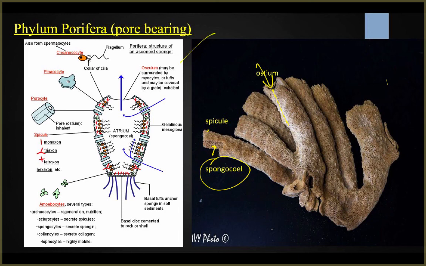And this is a picture just to kind of show you how it moves, because you can see that it goes through these pores, these porocytes that have the ostium that's in there. And then the spongocele is all here, and then the water ends up going out there through the osculum. And it talks about the different kinds of cells that you can find in there as well.